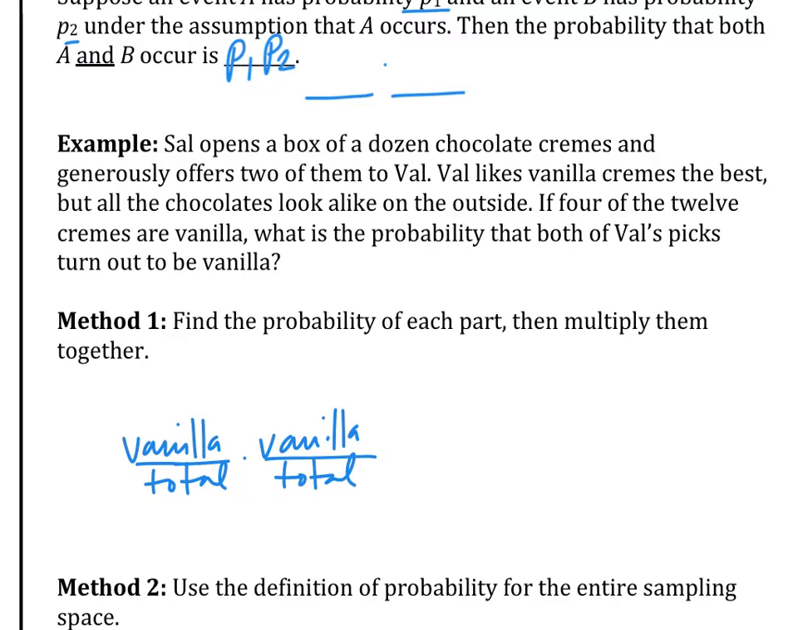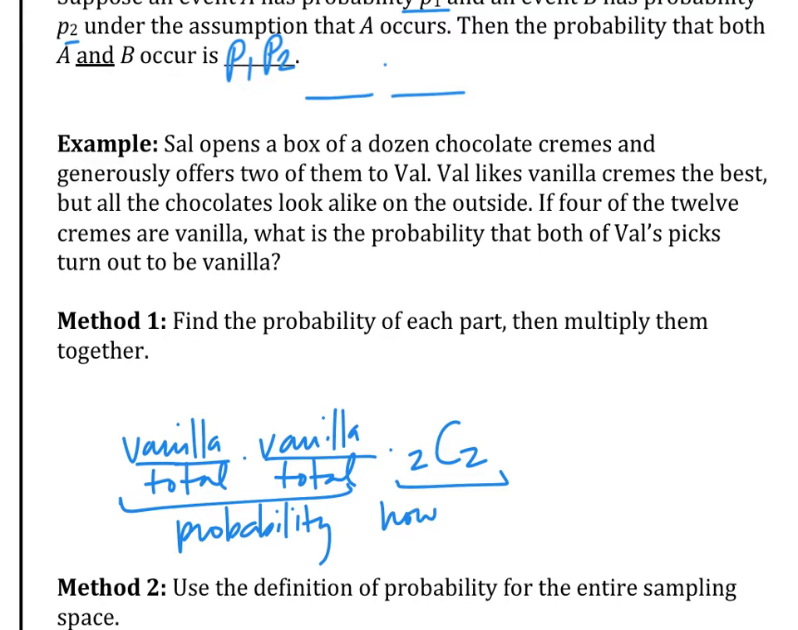Now this vanilla can come out any way it wants, so it could be this vanilla first and then this vanilla, or this one first and then this one. So then the question is, how many ways can two vanillas come out of two vanillas? So then we have to multiply by 2C2. This part is the probability, and this part is how many ways this probability can happen.